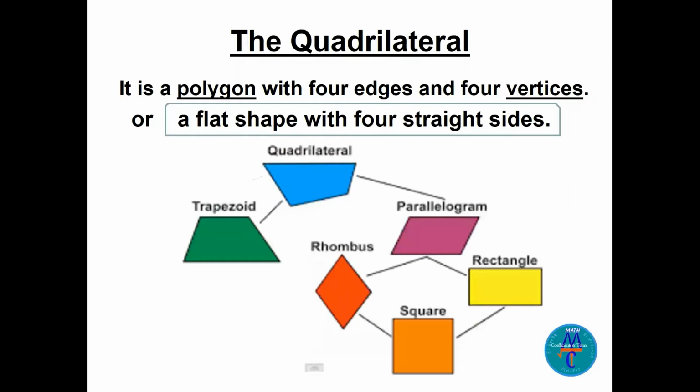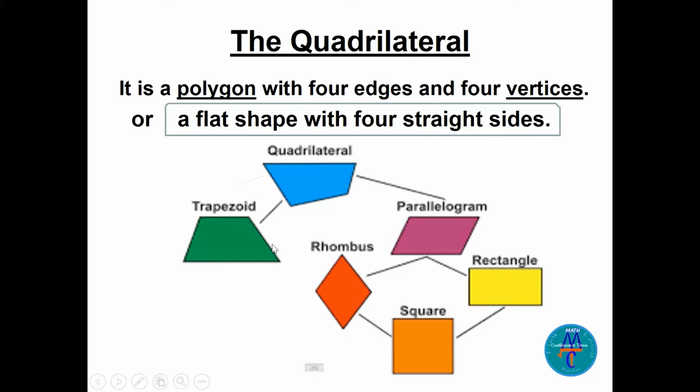Let's move now to another shape. We call it a quadrilateral. It is a polygon with 4 edges and 4 vertices. Or simply, we can say a flat shape with 4 straight sides. It can be any shape. 1, 2, 3, 4.